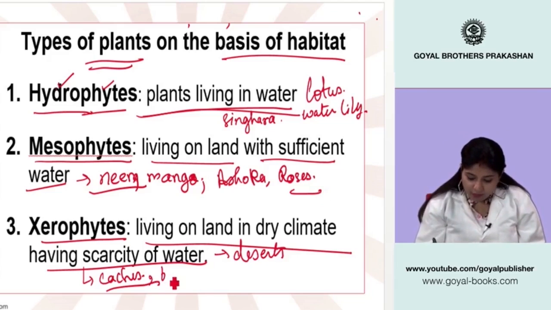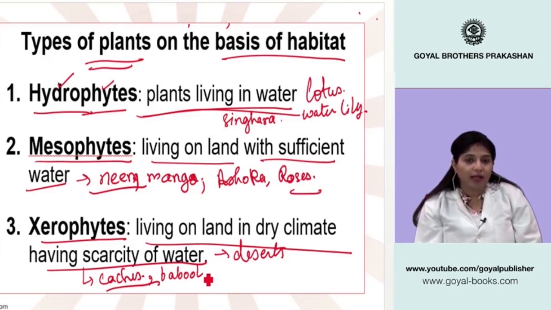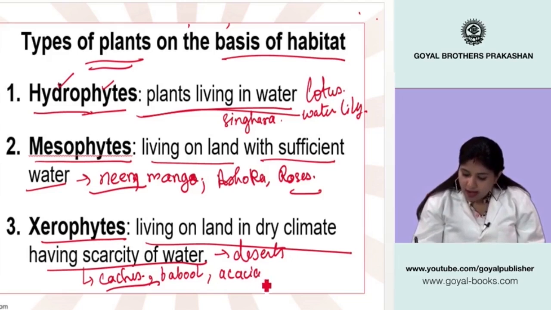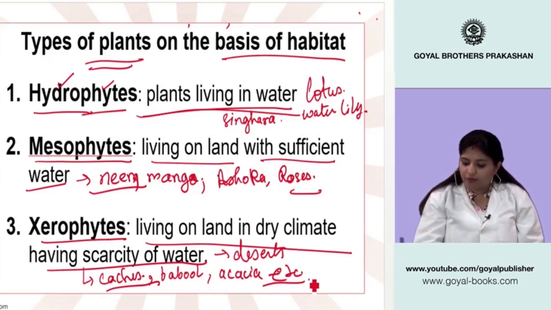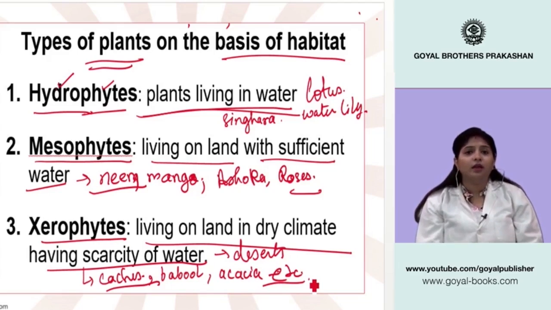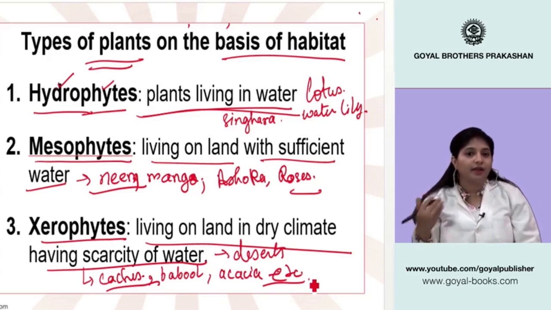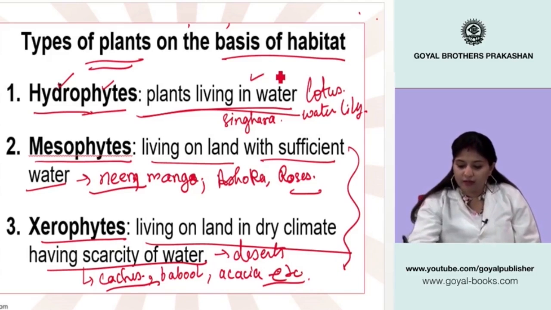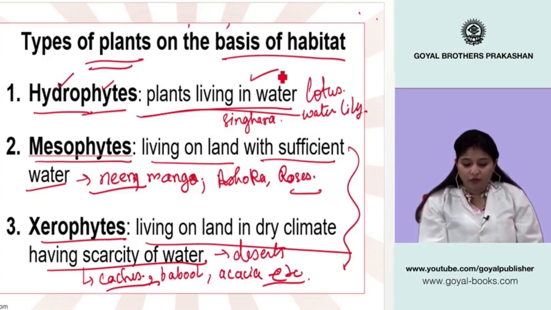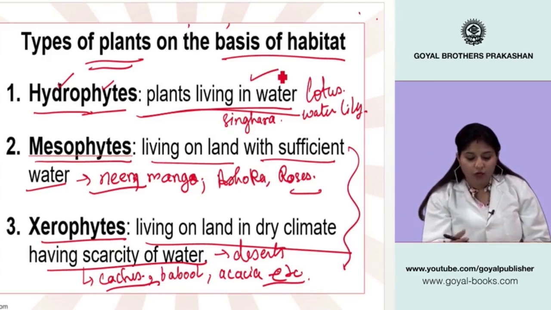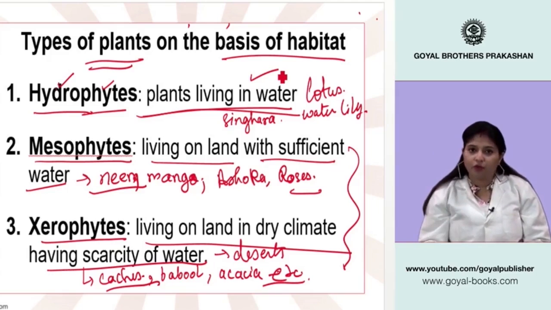Then you have babool. This again is a plant which is found in the dry climate. Then again you have acacia and so on. There are different kinds of plants which are present in the xerophytic environment, right? So these are the plants which are known as the xerophytes. These again are terrestrial. Both of these are terrestrial and this is an aquatic plant. So you have hydrophytes based on the climate, based on the habitat. You have mesophytes and then you have xerophytes.